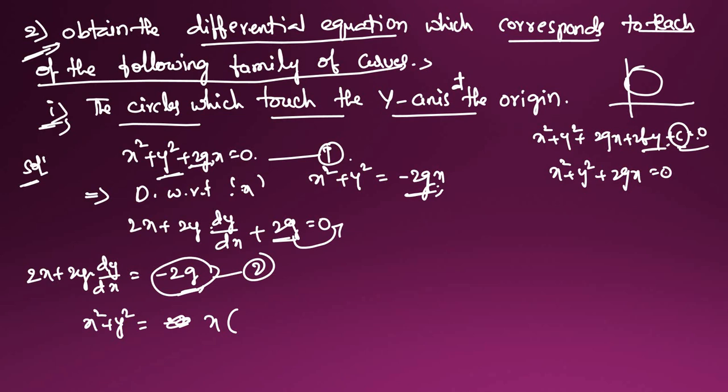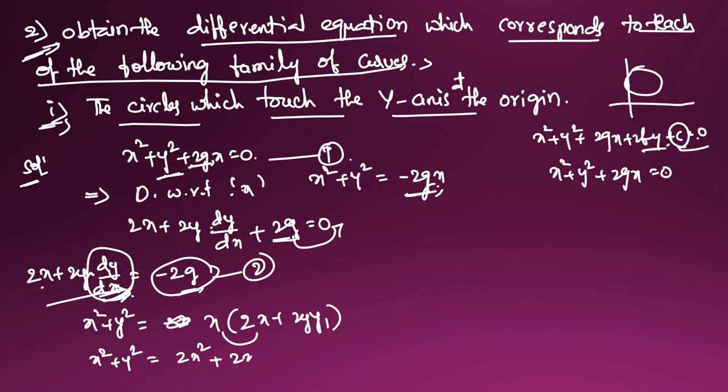X into... this will become, what will come? So 2x plus 2y into y1, where y1 means dy by dx. This will come here. So x square plus y square is equal to 2x square, plus 2xy y1.